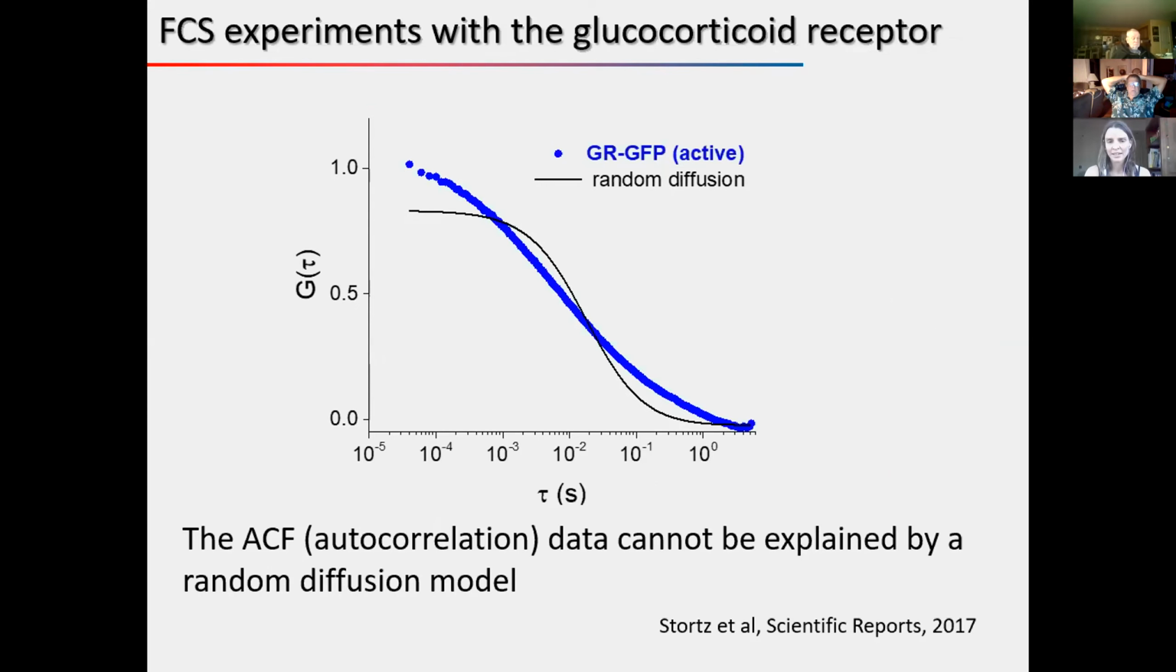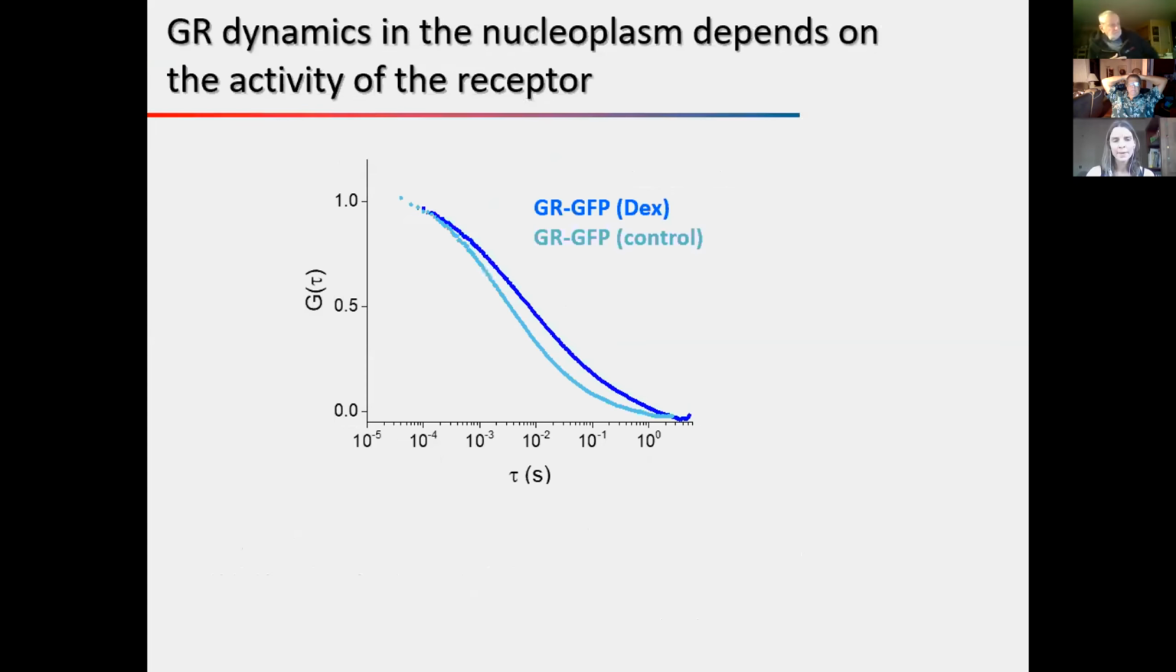So can we obtain quantitative information? Is this important? Can the autocorrelation curve say something about the receptor function? And again, the answer is yes. Here you can see the FCS curve, or the autocorrelation curve, in the presence of dexamethasone or in control cells. You can see that the curve shifts, and this curve shift is saying that the dynamics of the receptor is changing as a consequence of the stimulation of the receptor. So if we can analyze this curve in detail, perhaps we can obtain quantitative information on its function.